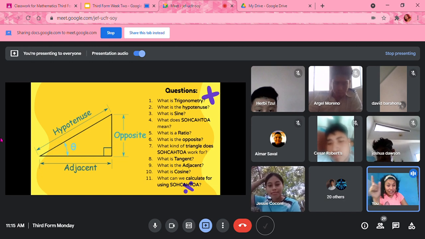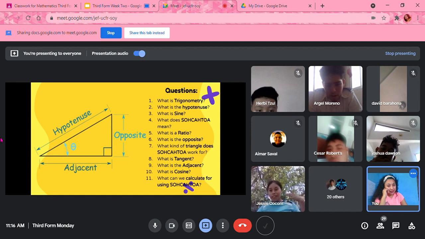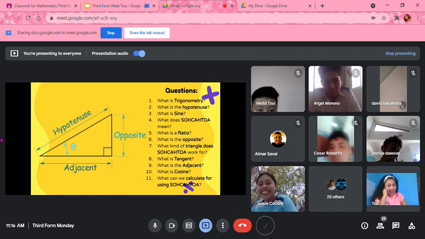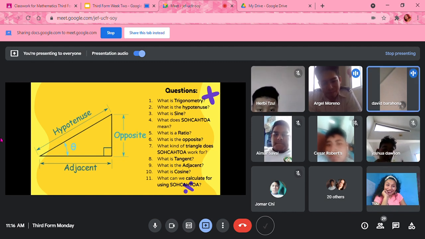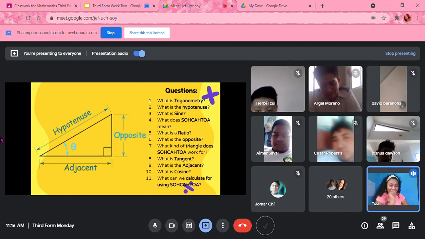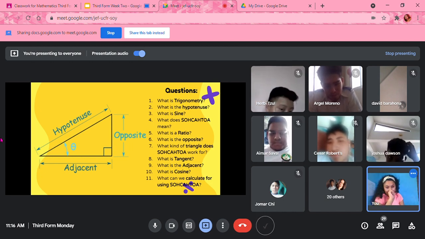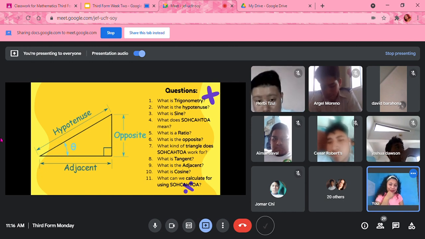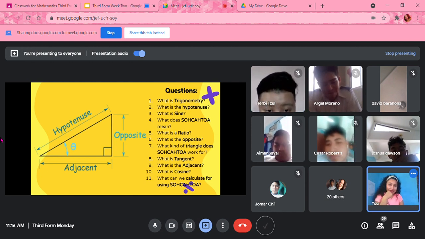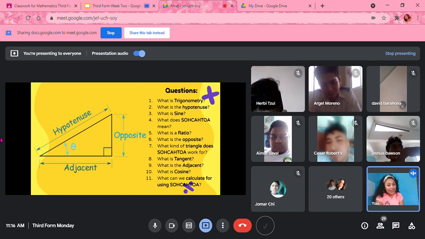What is the hypotenuse? The picture is right there. Just tell me what the picture shows. The longest angle, miss. The longest angle, is it an angle? The longest side of the triangle. The longest side. Very good. What is sine? Now when I'm asking what is sine, you have to tell me what the formula for sine says. Opposite over hypotenuse. Very good, David. Opposite over hypotenuse.